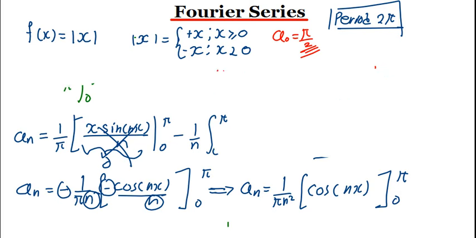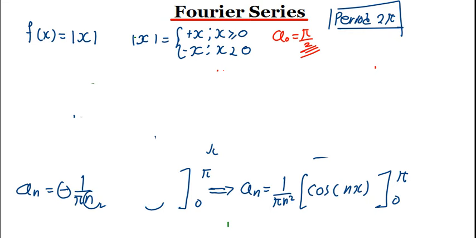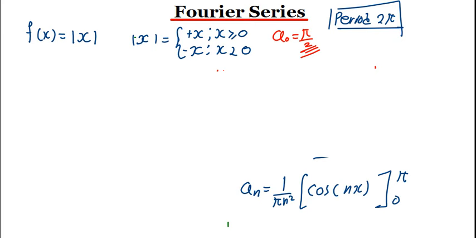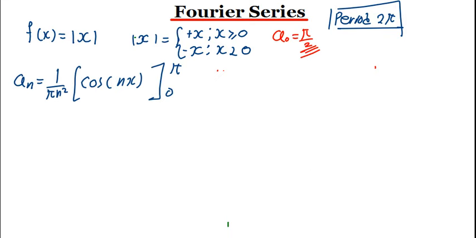Remember we already found our a naught, we're just finding our a sub n. So this right here is what I have. Now let's go ahead and evaluate. So we say a sub n will be equal to 1 over pi n squared, times cos n pi, doesn't matter, minus, if you plug in 0 where there's x, that's going to be cos 0, which is a 1.